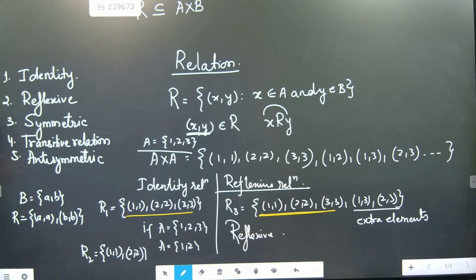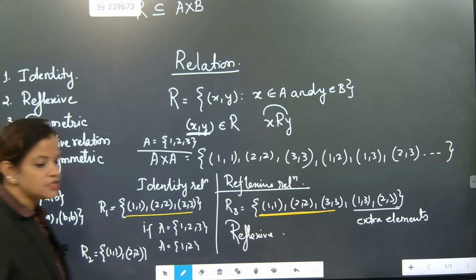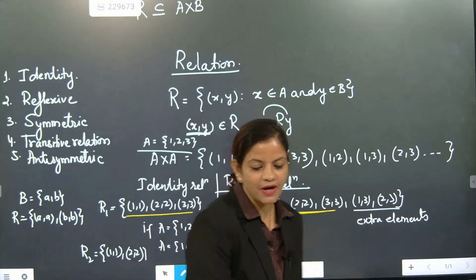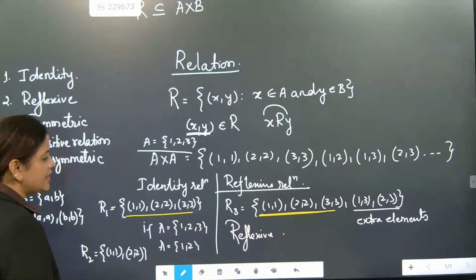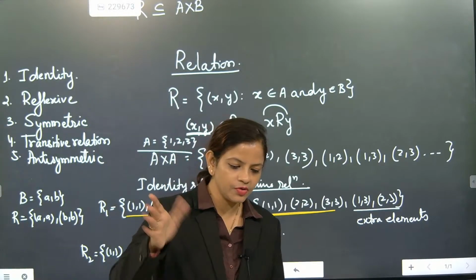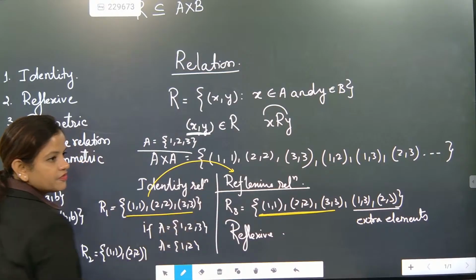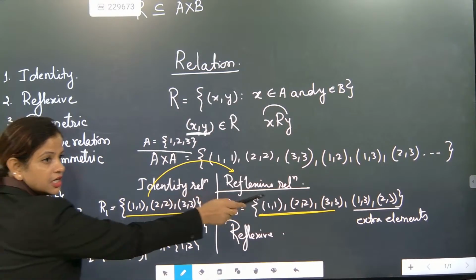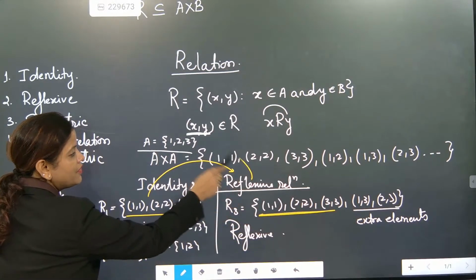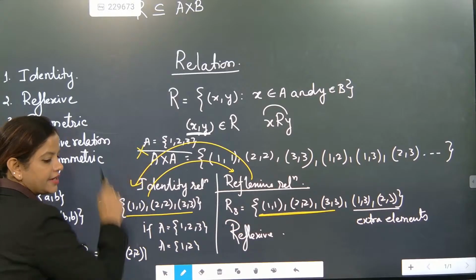Is it done, beta? Clear? So this is the first part. Sadhana, this part I hope everybody understood. Clearly give thumbs up that okay, I'm going to proceed. That means all the identity relations are reflexive. All identity is reflexive, but all reflexives are not identity.